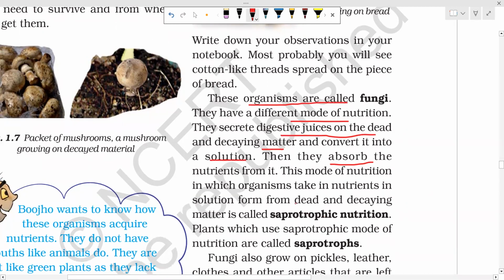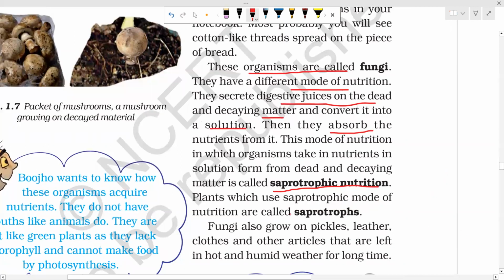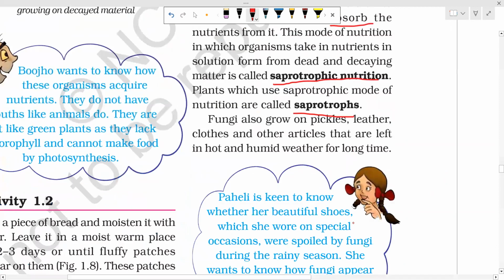And this mode of nutrition is called saprotrophic nutrition. Till now we have learned 3 types of nutrition: autotrophic, example plants; heterotrophic, example humans and animals; and next is saprotrophic, example is fungi. And the organisms which show this type of nutrition are the saprotrophs.